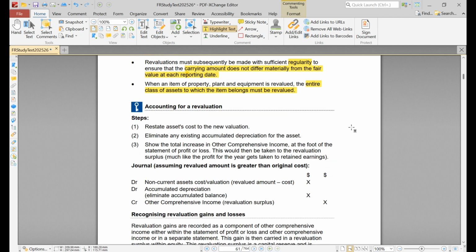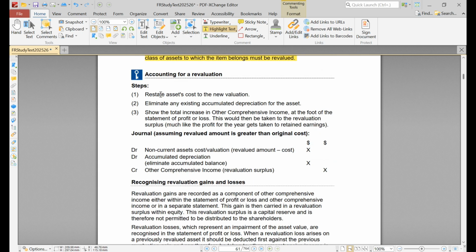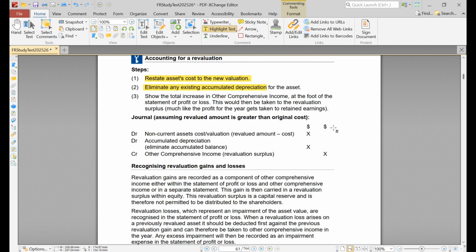Now, how do we account for revaluation? Steps are: restate the asset cost to the new valuation, eliminate any existing accumulated depreciation, and show the total increase in OCI at the foot of the statement of profit and loss. This would be taken to the revaluation surplus, much like the profit for the year gets taken to retained earnings. So, if I have to simplify this, suppose you are valuing a machinery using the revaluation model.